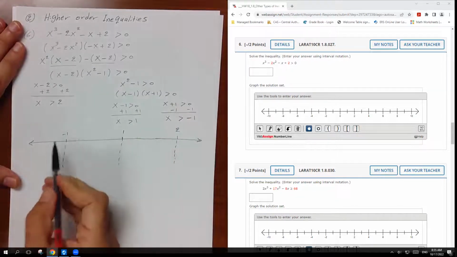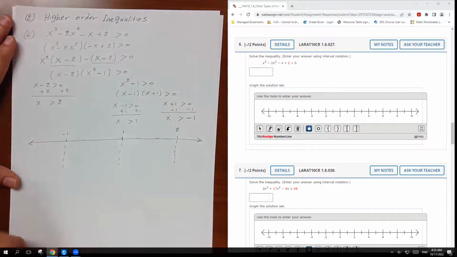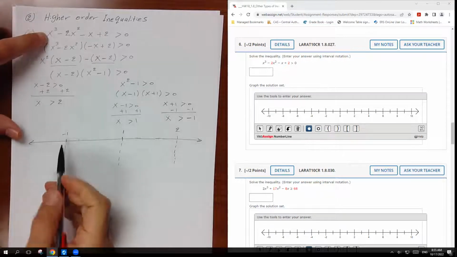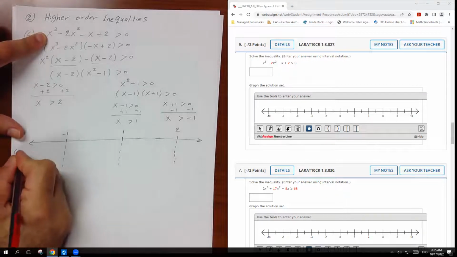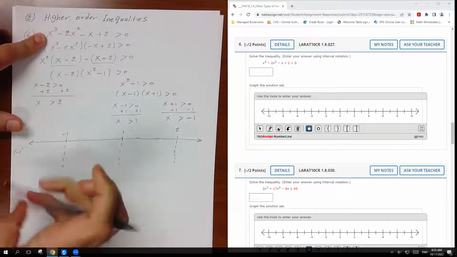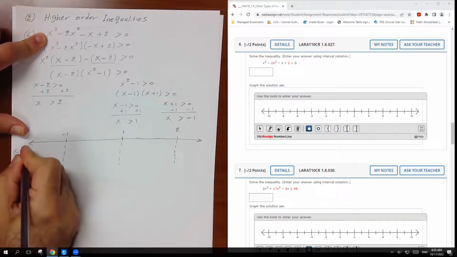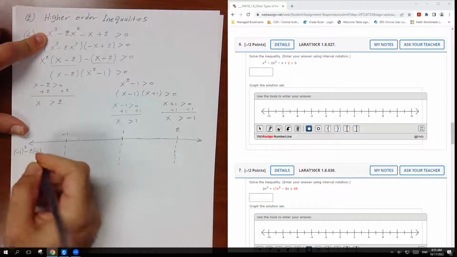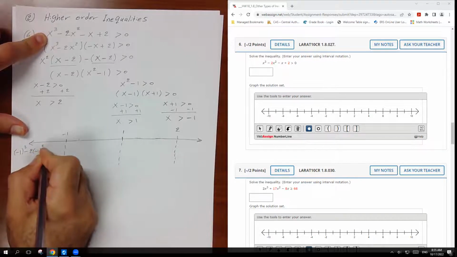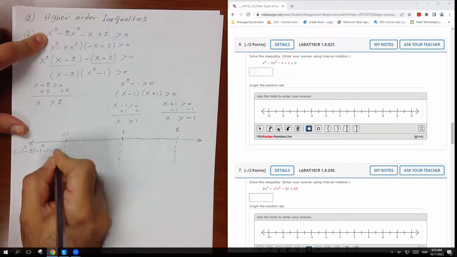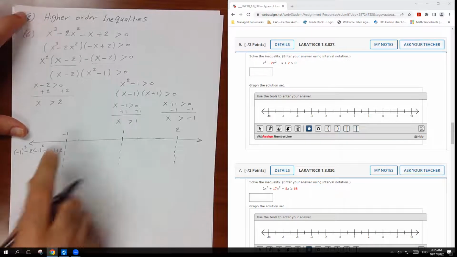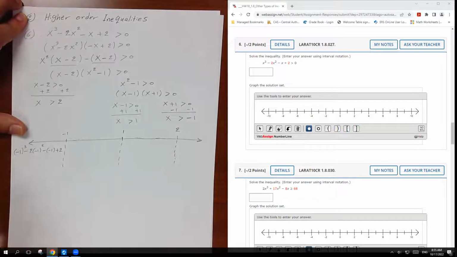Now let's plug in negative 1 here. And that's the important part with higher order inequality. So plug in negative 1 here. That means it's going to be negative 1 cubed minus 2 times negative 1 squared minus negative 1 plus 2. Is that greater than 0? Let's check how much is going to be the result.